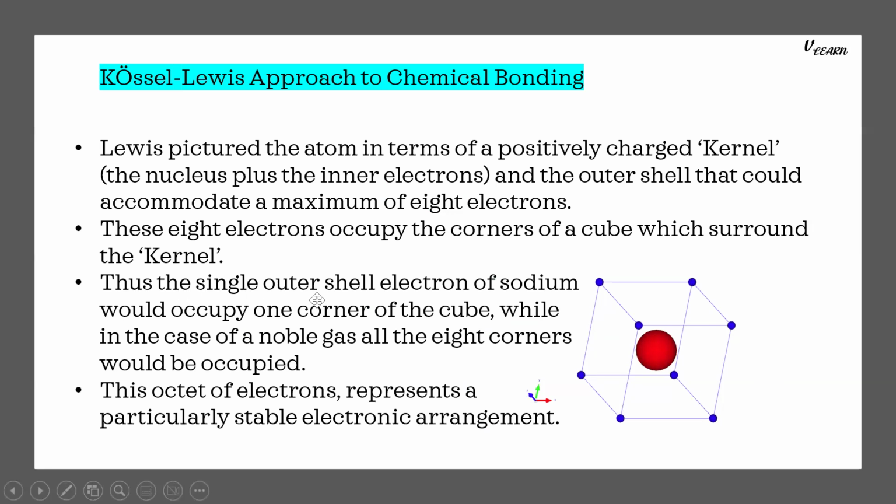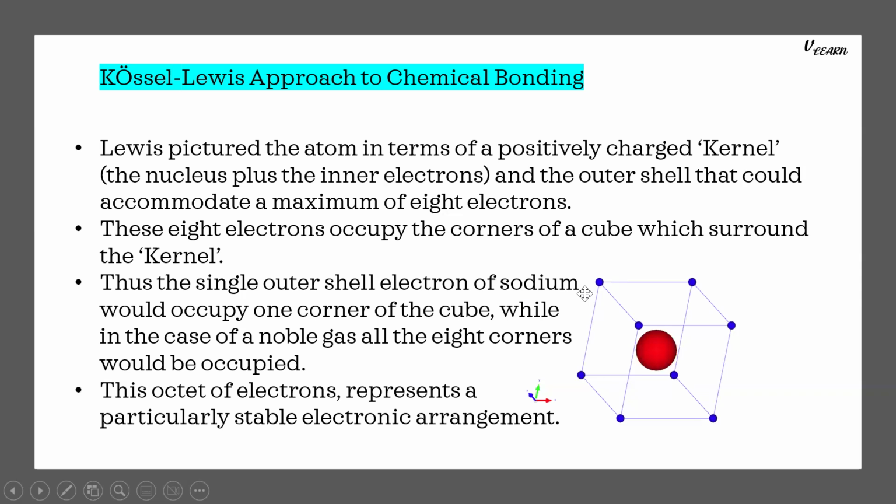He considered the example of sodium, which has a single outer shell electron. We have 11 electrons in sodium, isn't it? Sodium has only one valency electron. So only one corner of the valency shell will be filled and the others will remain unfilled.